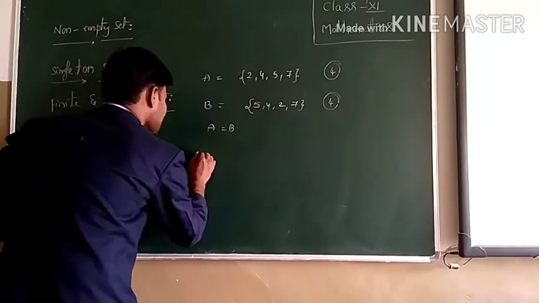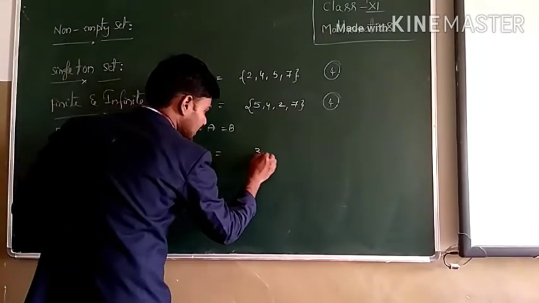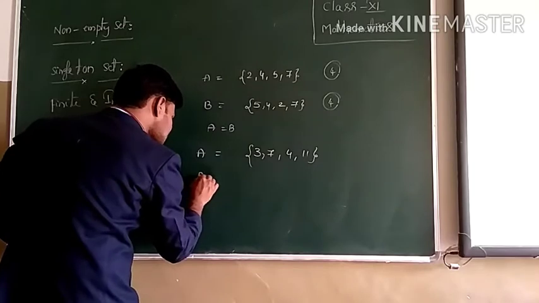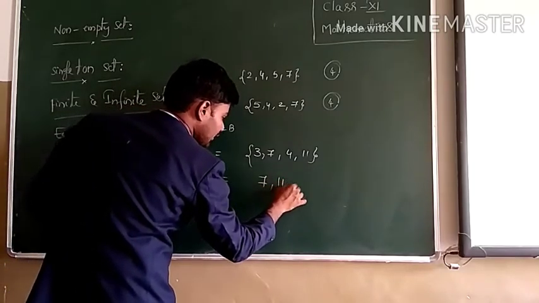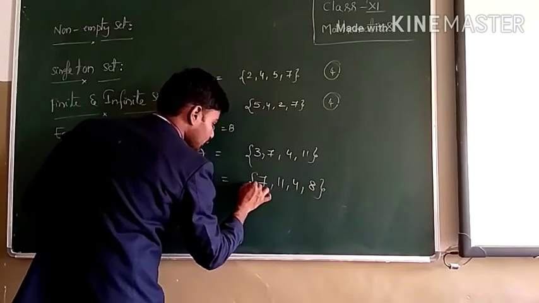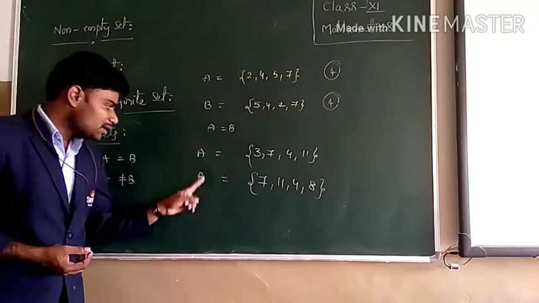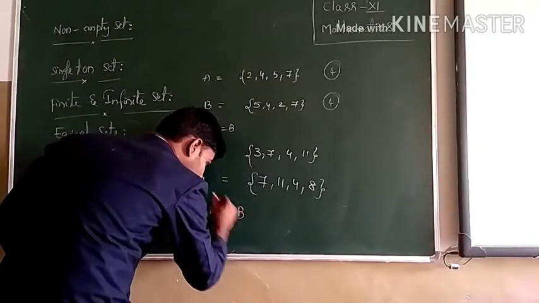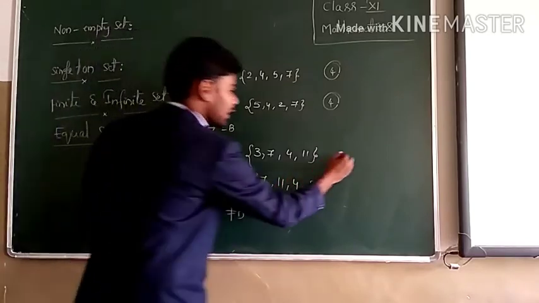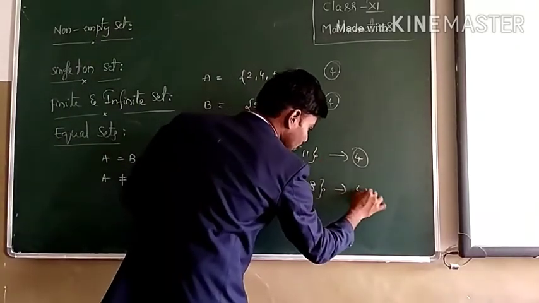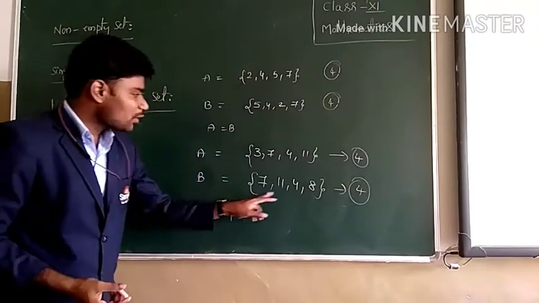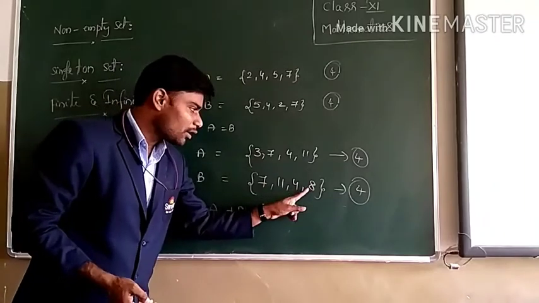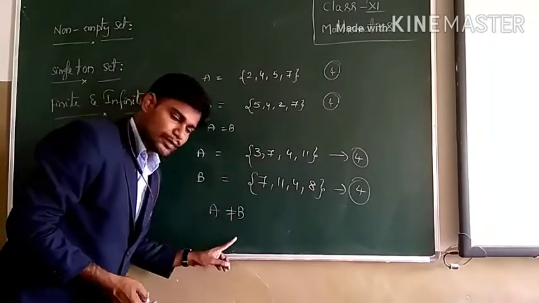Now, if you take one more example, A is defined as {3, 7, 4, 11} and B is defined as {7, 11, 4, 8}. If you observe here, A and B are unequal sets. It means A is not equal to B, because A has 4 elements and B also has 4 elements, but the elements are different. Here 7, 11 and 4 are the same, but 3 and 8 are different. So that's why A is not equal to B.